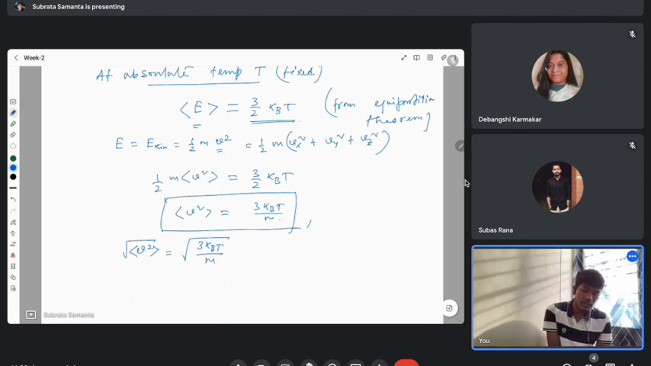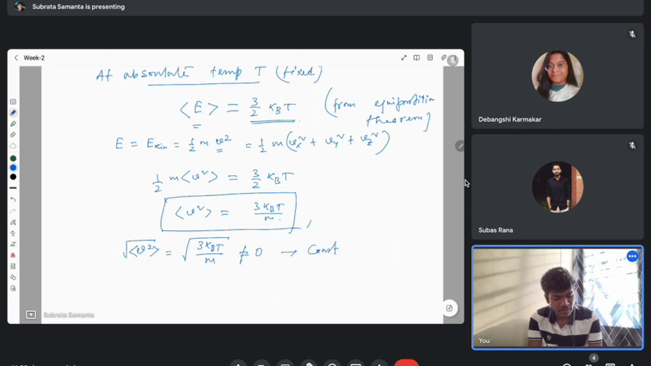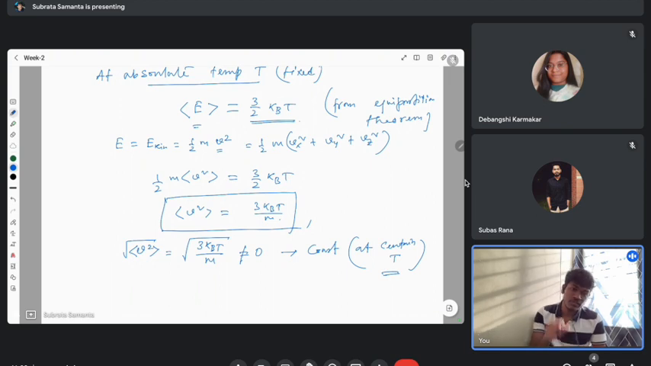So at a particular temperature, that means temperature is not equal to 0, m is not equal to 0, and kB, the Boltzmann constant, is not equal to 0. So this quantity is not equal to 0, right? And this is a constant value at a certain temperature T. So it varies with temperature, but when we fix the temperature, this value is constant, right?